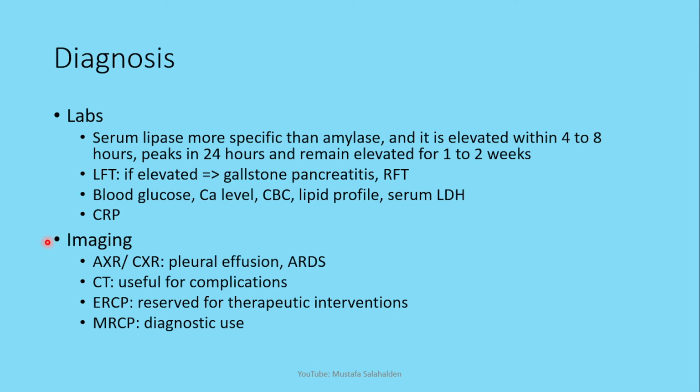For the imaging, you should order abdominal X-rays and chest X-rays. The chest X-ray is for pleural effusion and for acute respiratory distress syndrome, which occurs because the enzymes from the pancreas are secreted into the bloodstream and go to the lungs, damaging the alveoli and causing ARDS or maybe pleural effusion.